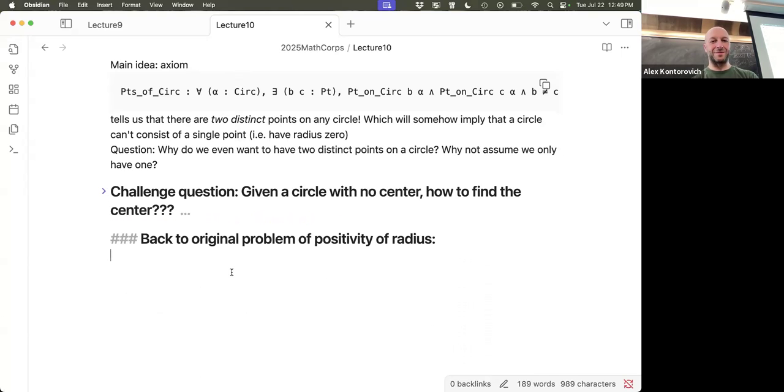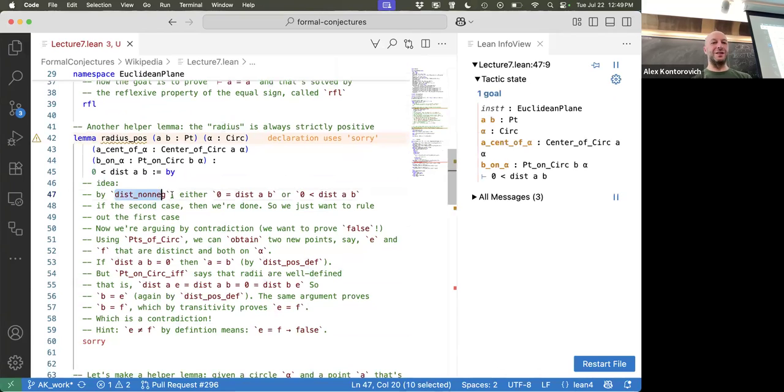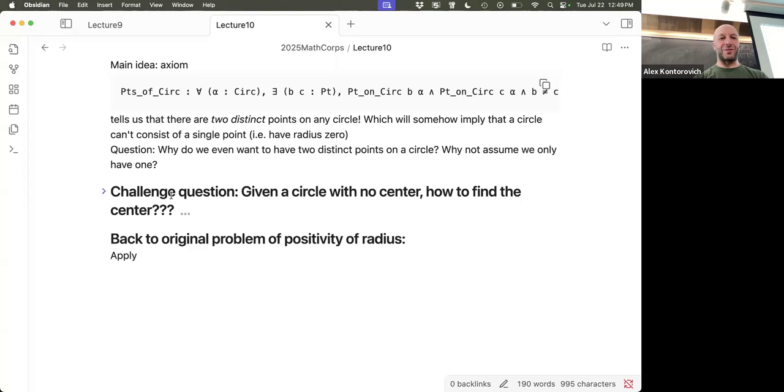You can apply the distance laws. Exactly. I mean, we sort of wrote it out over here, right? We know that distance is non-negative. So by distance non-neg, either the distance from A to B is equal to 0, or the distance from A to B is greater than 0. And in the latter case, being what we're trying to prove, we are done.